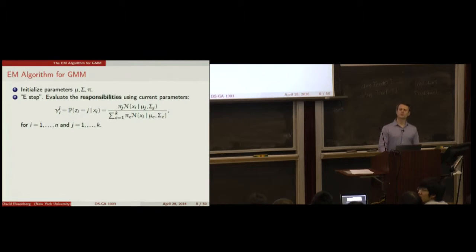Did you have something specific in mind for another way to do the soft assignments? Okay, yeah. You can use other distributions besides Gaussian. You could have a mixture of some other distribution.